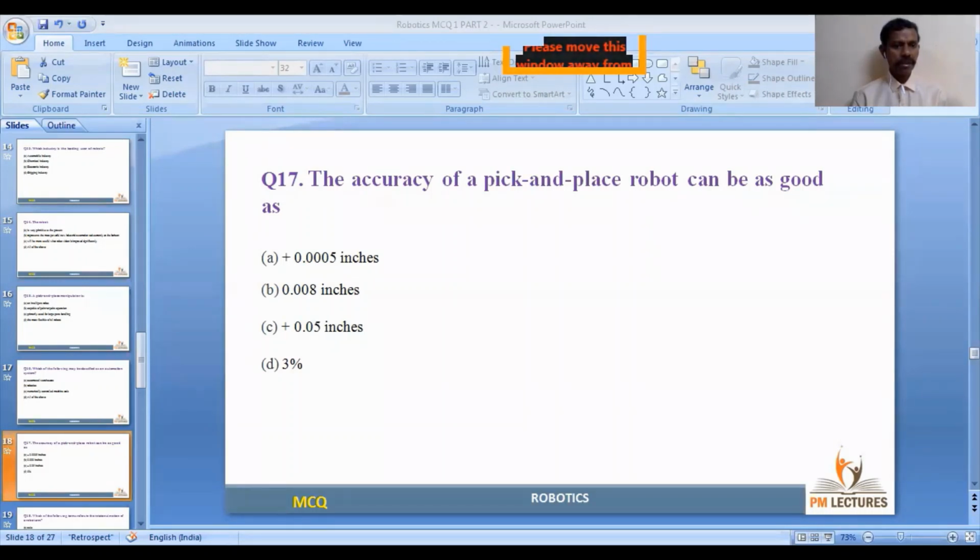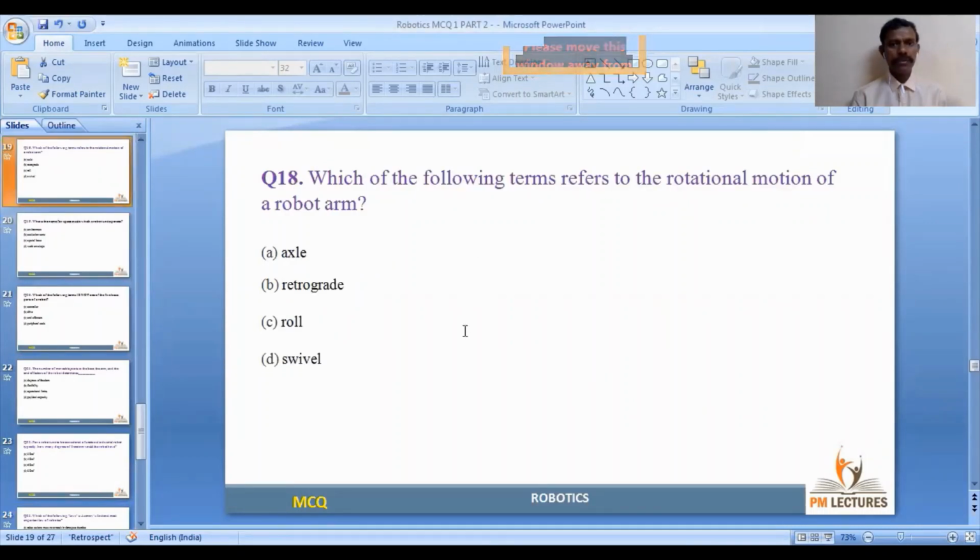Then the 18th question. Which of the following terms refers to the rotational motion of a robot arm? Option A, axle. Option B, retrograde. Option C, roll. Option D, swivel. So rotational motion is related with the roll. Hence option C is the correct answer. Roll is the correct answer.